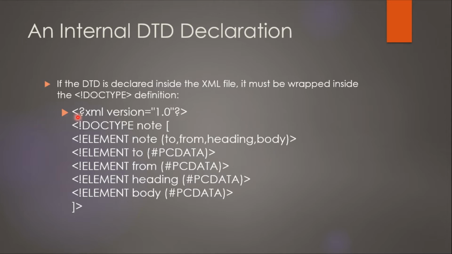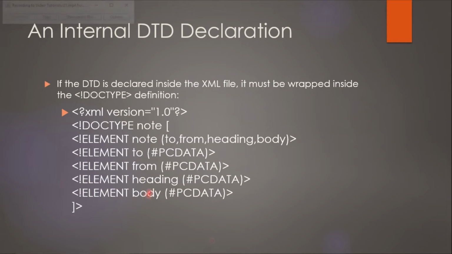The XML version 1.0. In the DTD declaration inside the XML file, it must be wrapped in the DOCTYPE section. This is the DOCTYPE section, and after this is the root node, the root tag. Okay, this is the root node, and then after that the element note: to, from, heading, body. Element to is PCDATA, element from PCDATA, element heading PCDATA, and element body PCDATA. These are the data types of to, from, heading and body.